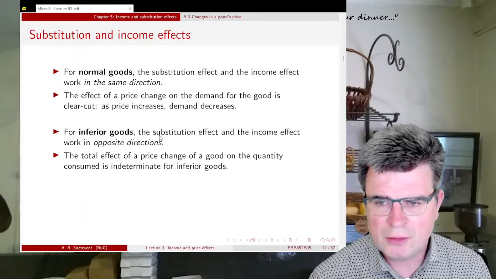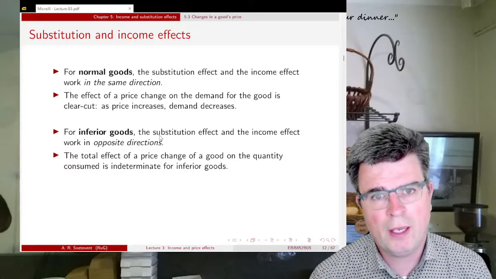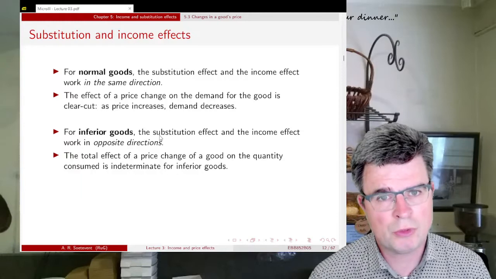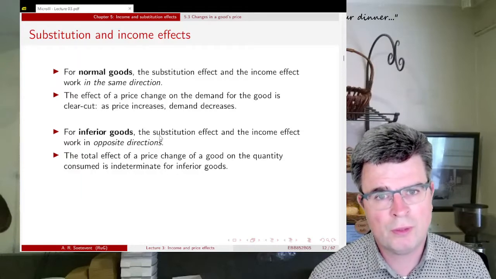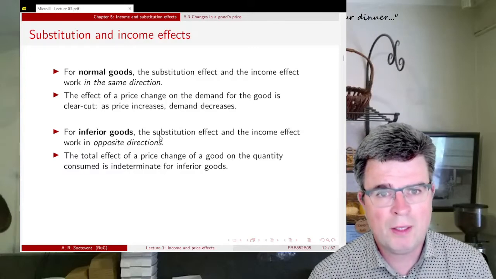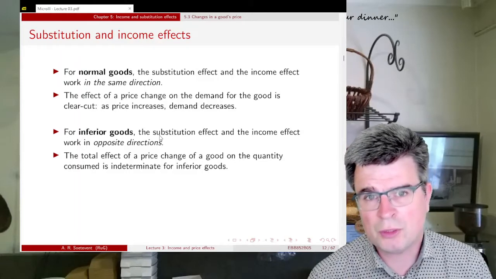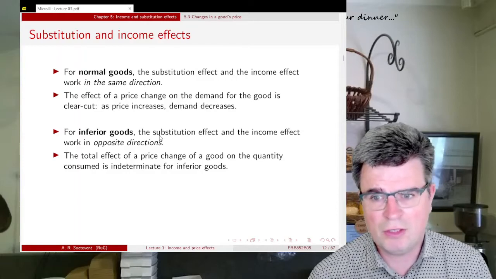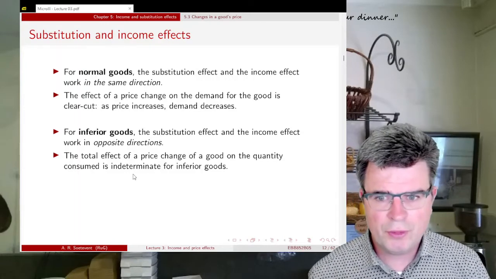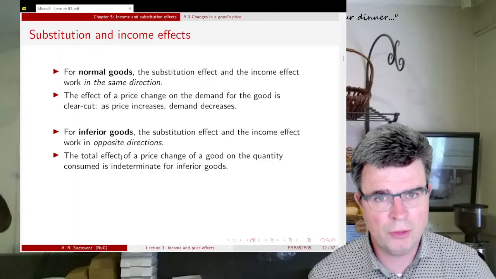For inferior goods, it's less clear-cut, because there the substitution effect and the income effect work in opposite directions. So the substitution effect makes you consume more of the good that has become relatively cheaper. But if it's an inferior good, the additional income means that you will reduce your consumption of the good that has become relatively cheaper. So for inferior goods, the total effect, the substitution and income effect of a price change, is undetermined.